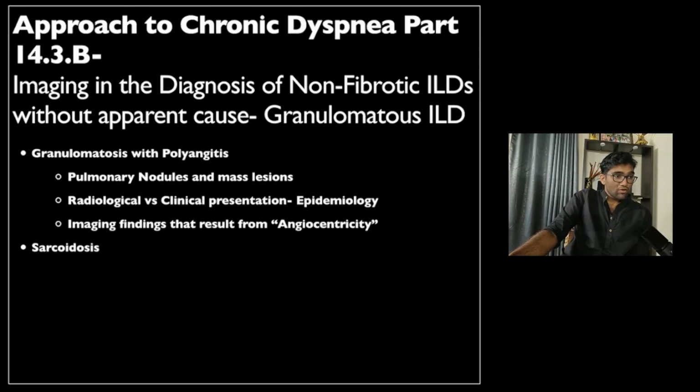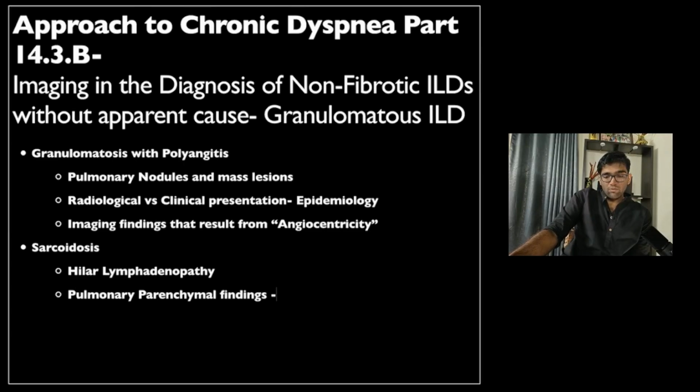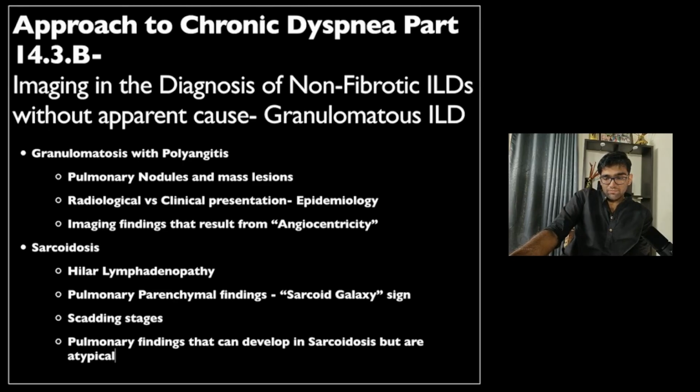Then we'll move over to sarcoidosis, and discuss the lymphadenopathy that develops in sarcoidosis. Then we'll move ahead and talk about pulmonary parenchymal findings. I'll highlight the sarcoid galaxy sign. Then we'll talk about Scadding stages on chest X-ray. And then we'll finally talk about pulmonary findings that develop in sarcoidosis, but those findings that are atypical and therefore require you to rule out more common disorders that can result in such findings.